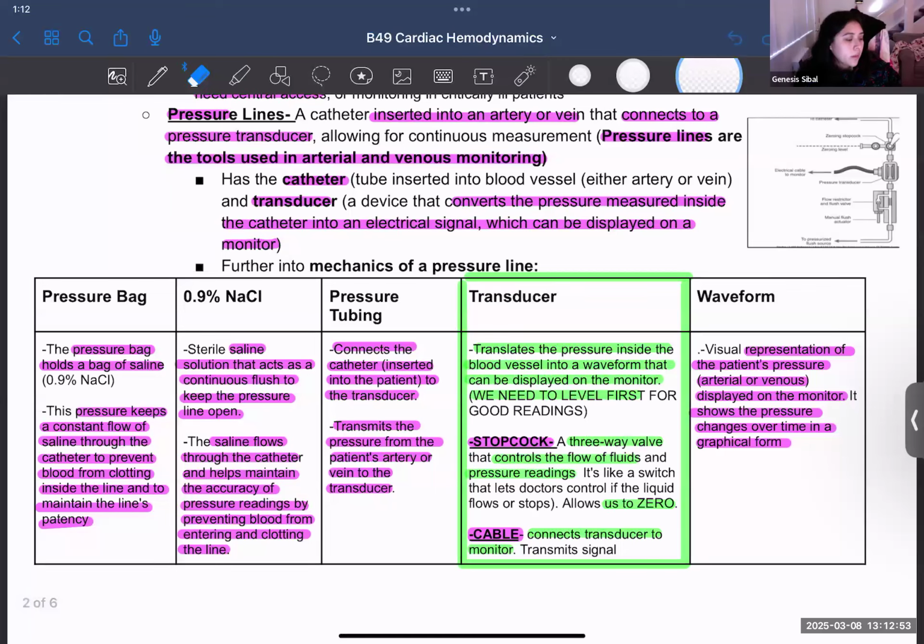So a pressure line has a catheter and a transducer. A pressure line is a catheter inserted into an artery or vein, and it connects to a pressure transducer. A catheter is a tube inserted into a blood vessel. It can be either an artery or a vein. And a transducer is a device that converts the pressure measured inside the catheter into an electrical signal, which can be displayed on a monitor. So we're talking about the different things here in terms of the mechanics.